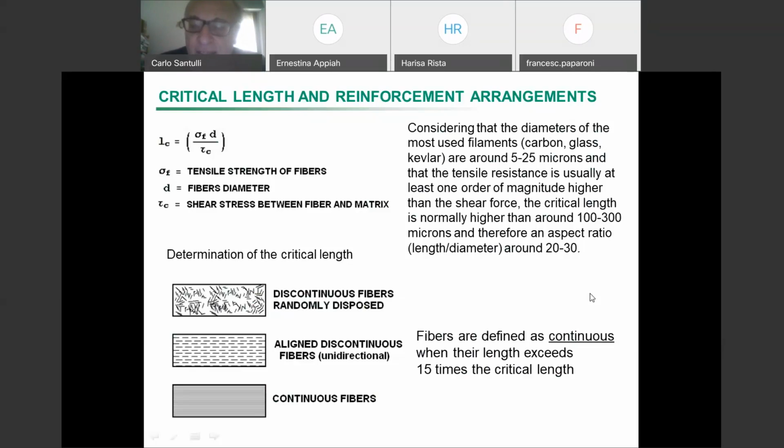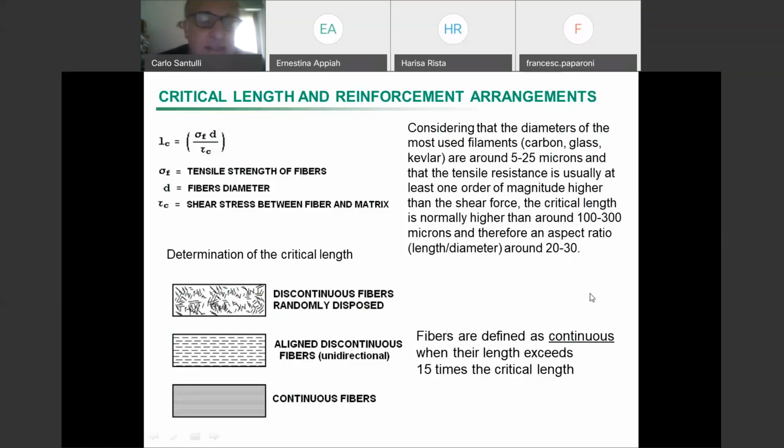A rule of thumb would say that the shear strength is about 10 times less than tensile strength. In practical terms, since the diameter is the one we know, the critical length needs to be at least higher than around 100, 300 microns.